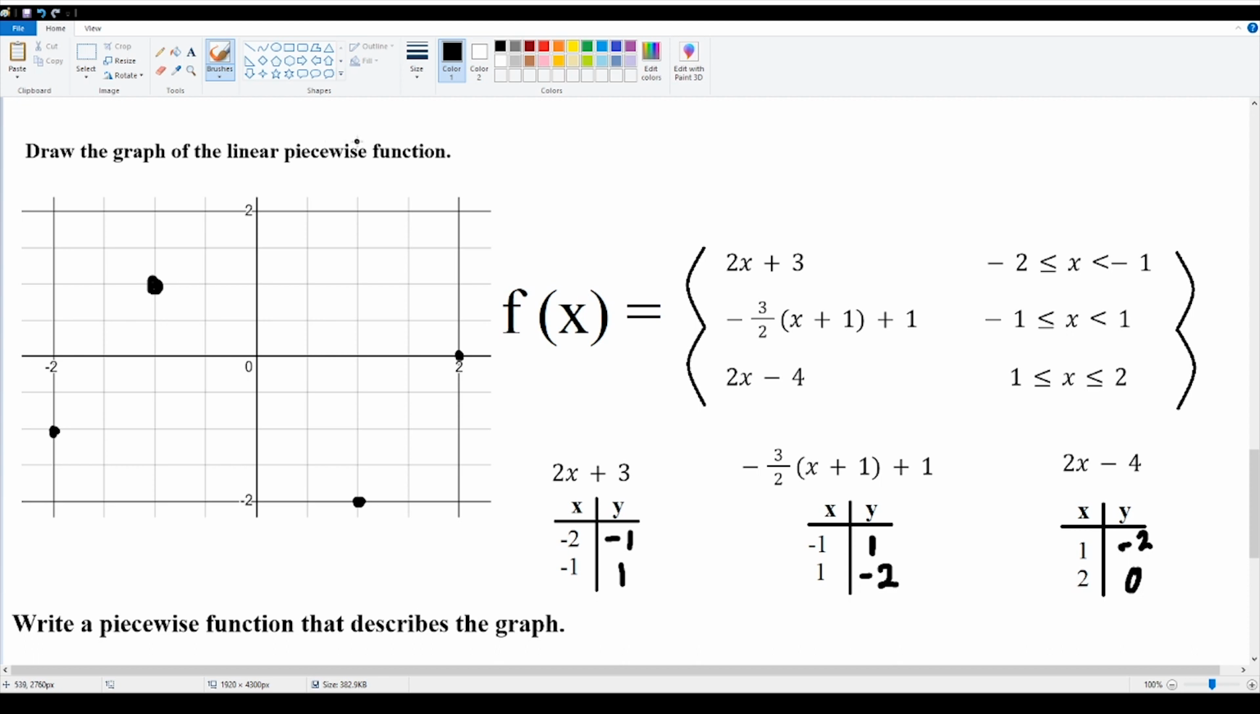So here's all of our coordinates put together, and we just need to draw our lines through these to create the piecewise function. And there we have it.